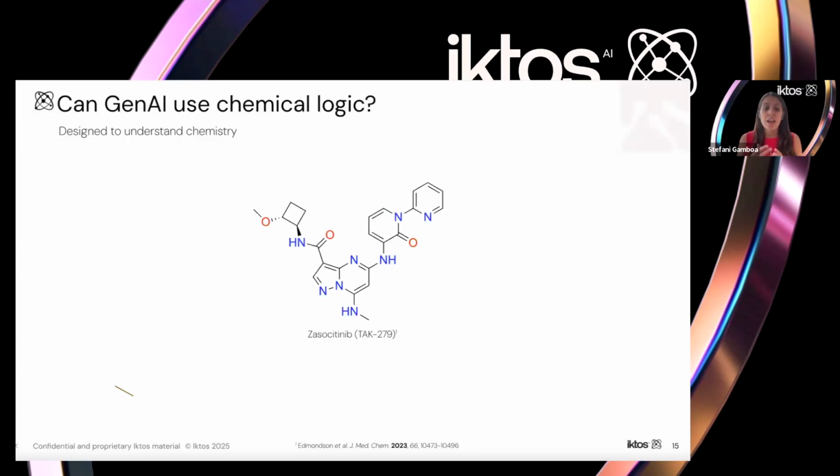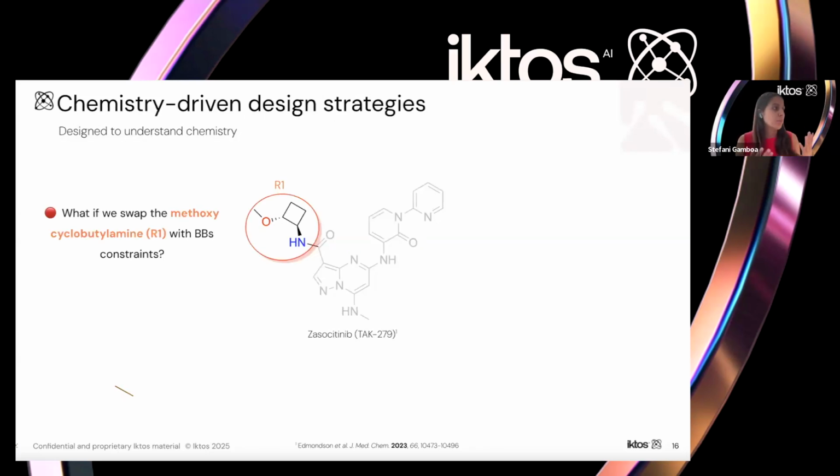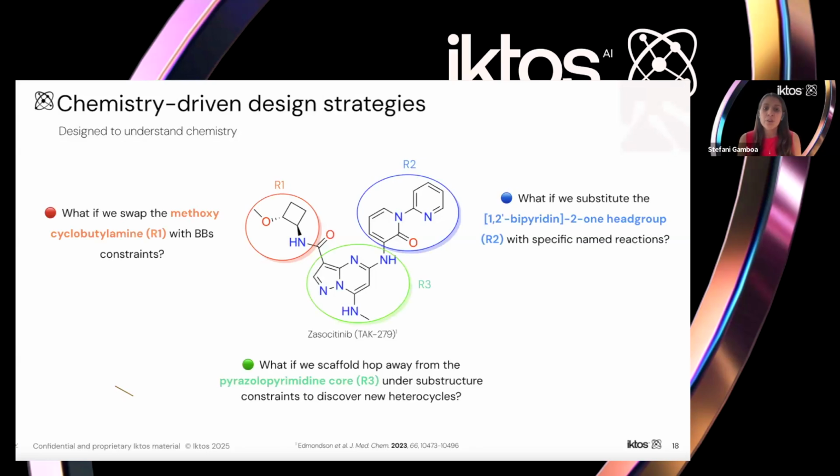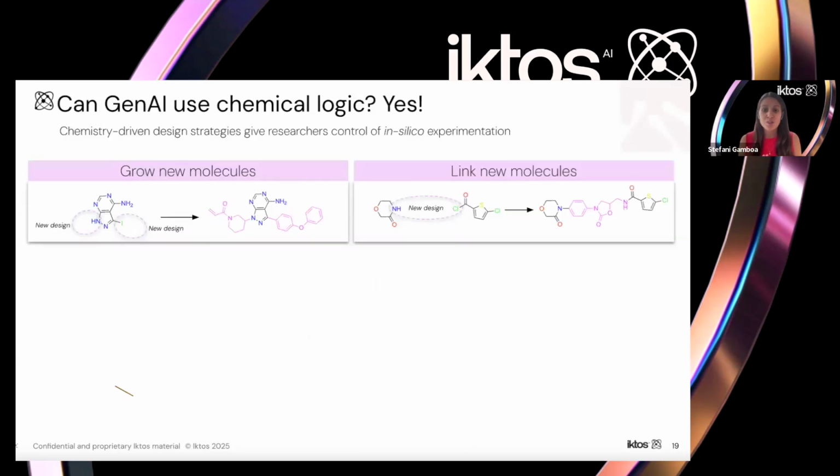So this means that we can ask chemically meaningful questions, for example, in the presence of a reference molecule like the one that we have here, where we want to develop new ideas. The kind of questions that we can ask are like, what if we replace the R1 moiety with synthetically accessible alternatives? Or what if we substitute the head group R2 using a specific name reaction? Or finally, what if we explore new heterocycles by hopping out the core and the substructure constraints? So to answer the question if GenAI can use chemical logic to generate new ideas, the answer is absolutely yes.